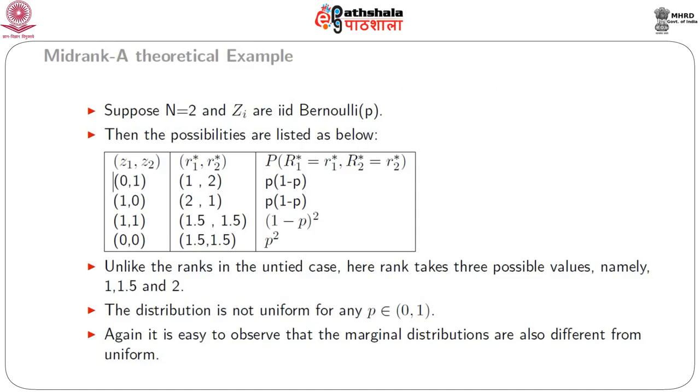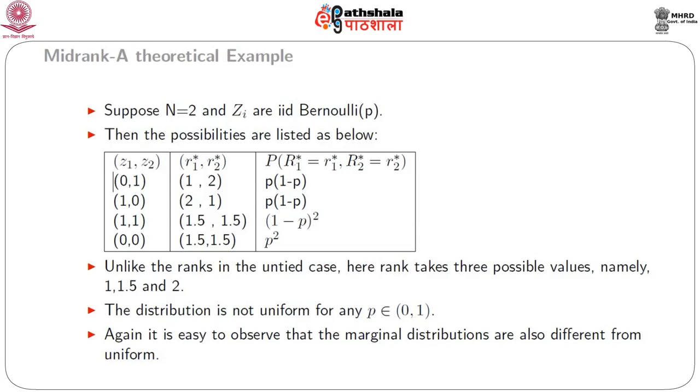So now we shall give a theoretical example on mid-rank, on the distribution of mid-ranks, because we have seen that the distribution of ranks when there are no ties is discrete uniform. In this case we shall illustrate whether the distribution remains uniform or it is something different from uniform.